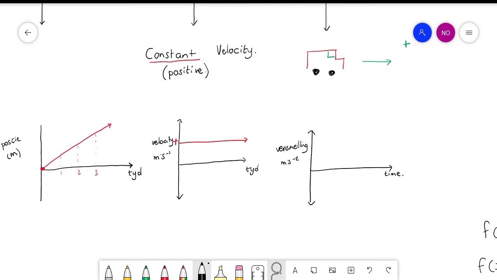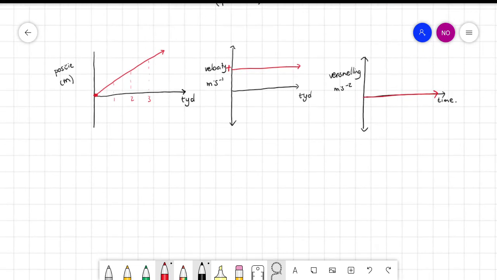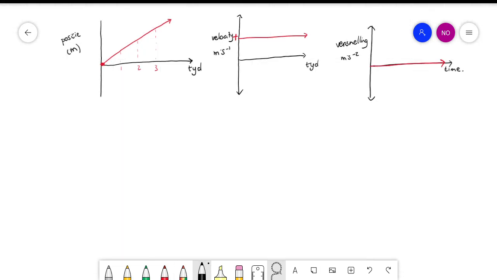So die een ding wat ons definitief weet is, dit gaan 'n horisontale lyn wees. Wat is die waarde van sy versnelling? 0. So dit moet 'n horisontale lyn wees en die horisontale lyn moet so lyk. Op die x-as. Want hy versnel nie en hy ry ook nie stadiger nie. Okay. The last type of constant velocity that we have to look at is a negative constant velocity.